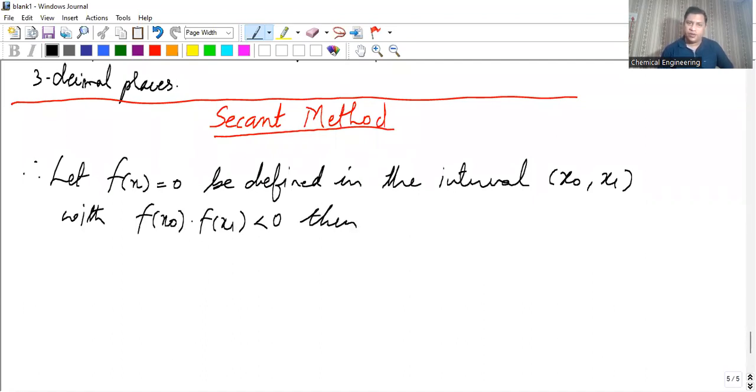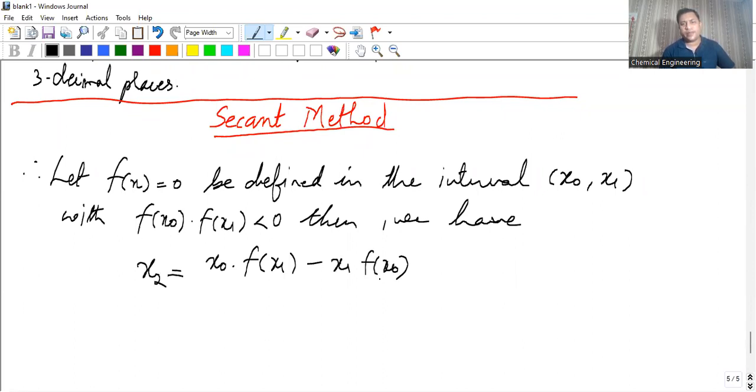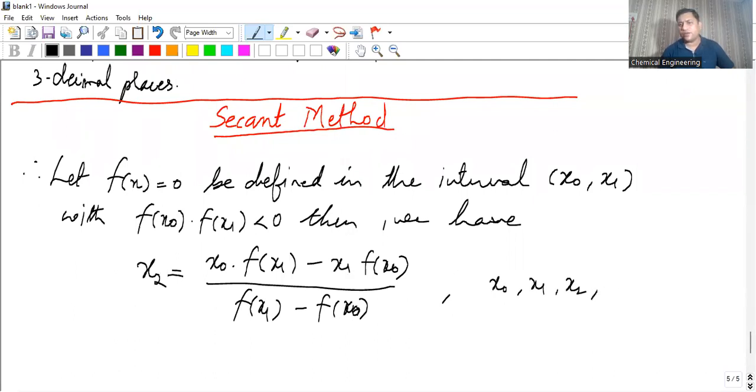Okay, then we have the next iteration x2 given as x2 equal to x0 into f of x1 minus x1 into f of x0, divided by f of x1 minus f of x0. Okay, and it is assumed that the sequence x0, x1, x2, and so on is convergent and will converge to the root.